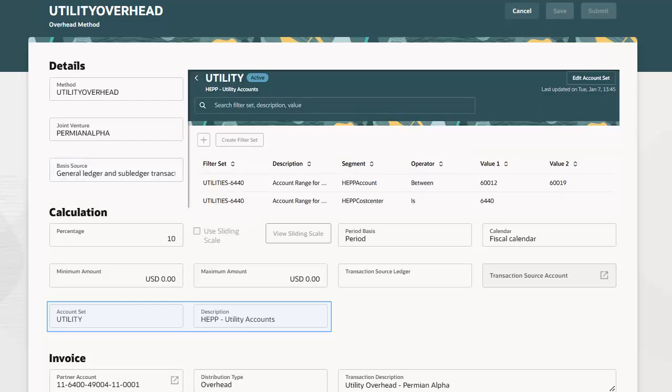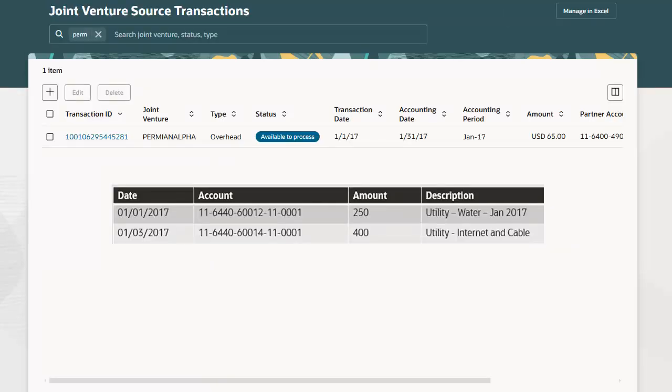Here is the definition of the utility account set. Transactions for accounts in the range 60,012 to 60,019 with the cost center segment as 6440 will be selected for the overhead calculation. And here, I have the joint venture source transaction for the utility overhead that was created when I ran the process joint venture overhead process.